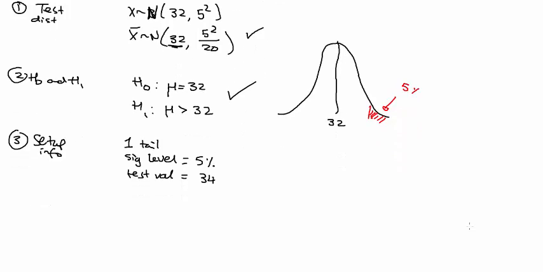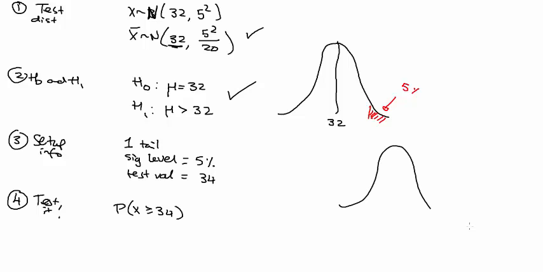Now let's test it. You test it by looking at the probability of, what's the probability it's greater than 34? If we find that it's 8%, what that says is that it's outside the 5% region, so that's not significant. And we do greater than because we're testing on the right side here, and the extreme is on the higher end.